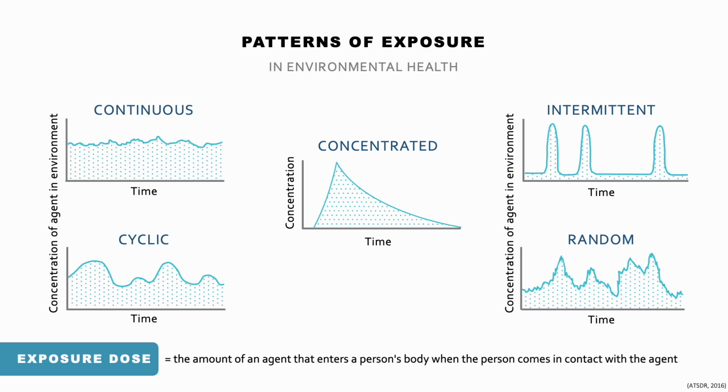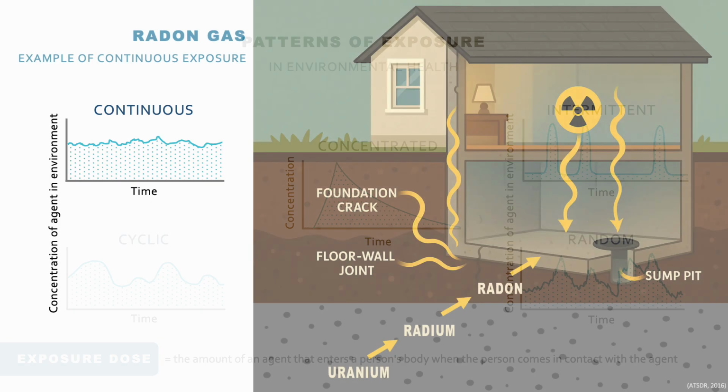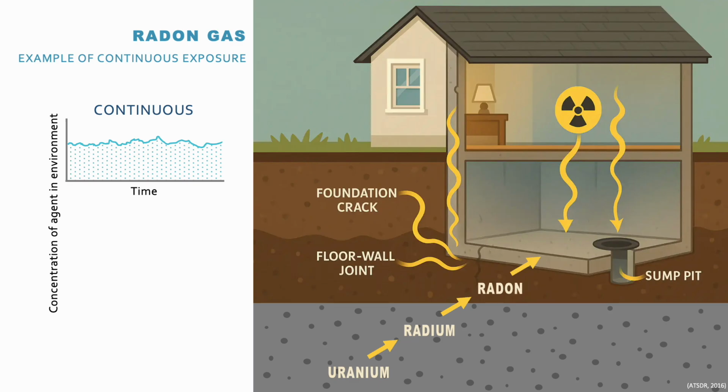Studies that do measure dose can test biomarkers, or in some cases, test for the agent itself within the body, or can be done using lab animals, so biologically effective dose can be measured, rather than just exposure. Continuous exposure occurs with uninterrupted contact with a hazard over months or years.